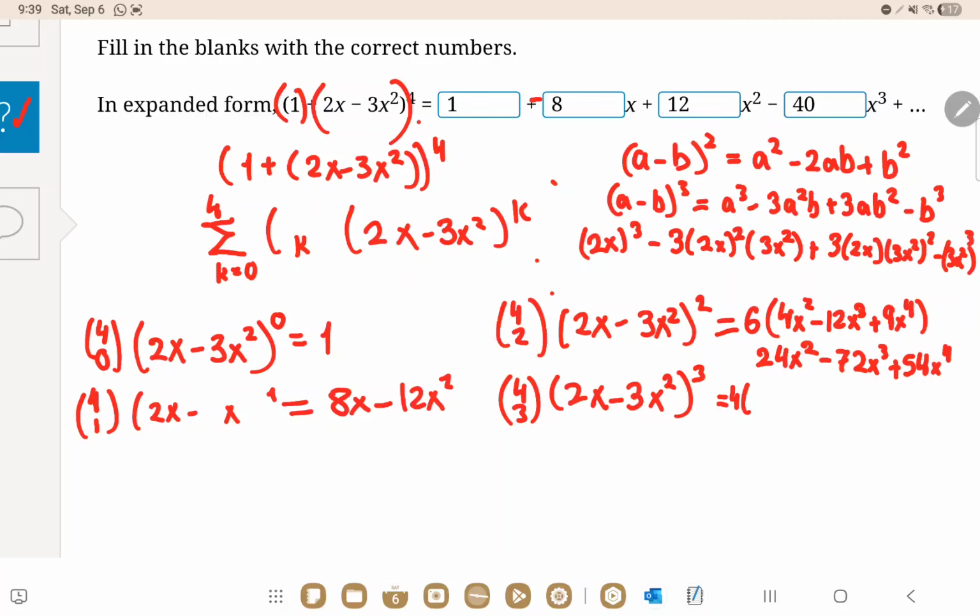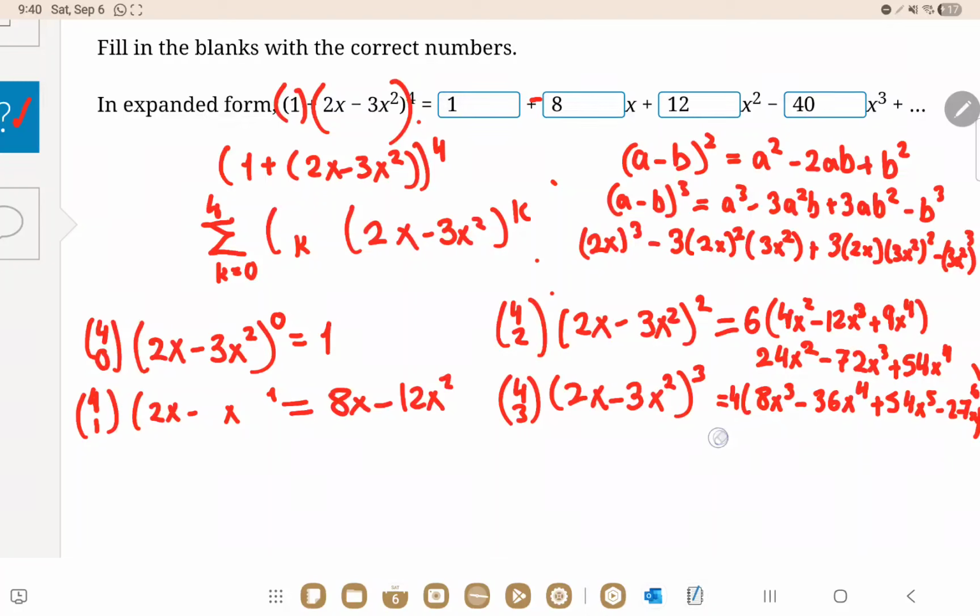Anyways, when you do that down on paper, you're going to get 8x cubed minus 36x^4 plus 54x^5 minus 27x^6. And this is supposed to be closed brackets there. Now you need to distribute the 4 into all of this. This question is really long to solve, so I doubt they're going to get anything like it, also it's not included.